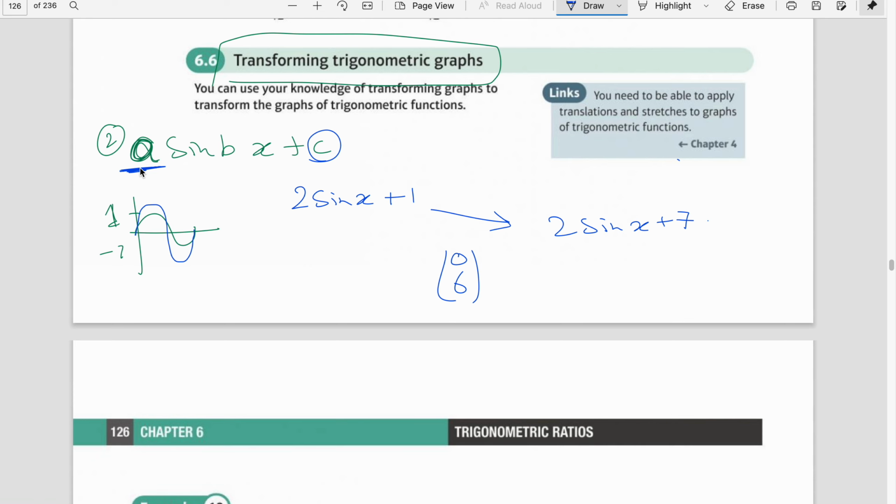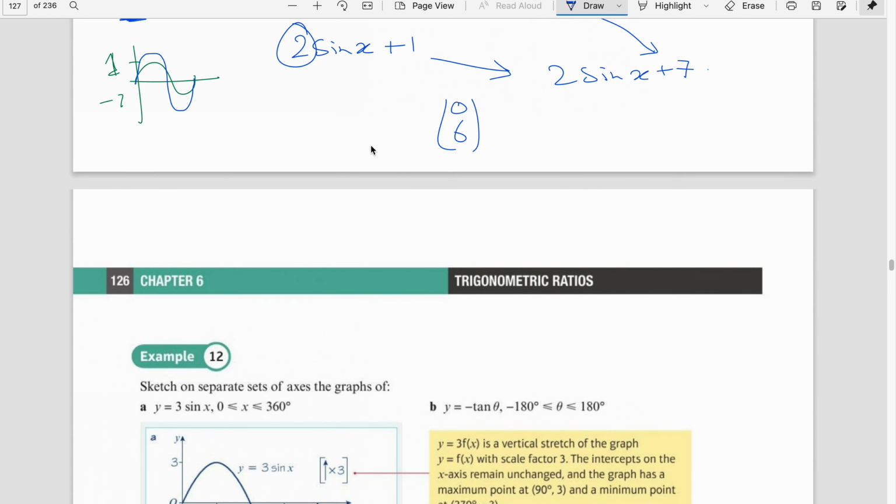So a is just a stretch, the scale factor is right there, and c is a translation when it is positive. There is no change in x, but there is a change in y. B is the number of cycles. For example, if we change it from sine x to sine 2x, this was completing in 360, this is completing in 180. So when it is 2, the graph is actually squeezing in, so I can say this is a scale factor of 1 by 2. Any confusion?